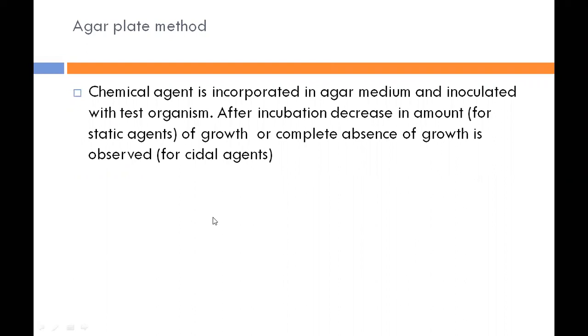Chemical agent is incorporated in agar medium and inoculated with test organism. After incubation, decrease in amount for static agent of growth, or complete absence of growth for cidal agent, is observed. Okay, so let's read the first line again. Chemical agent is incorporated in agar medium. So how to incorporate this chemical agent in the agar medium? There are two ways for that.